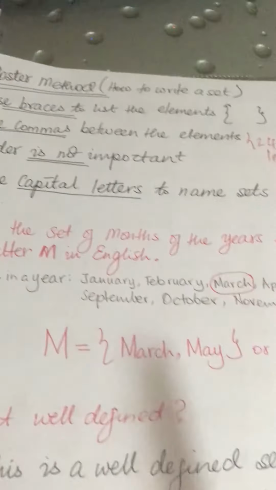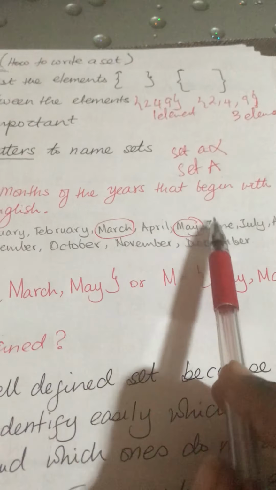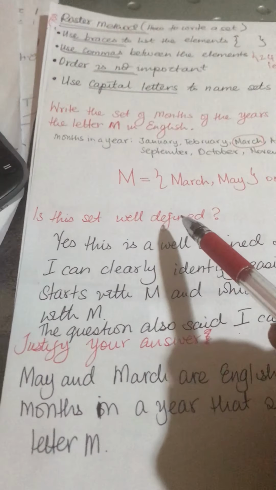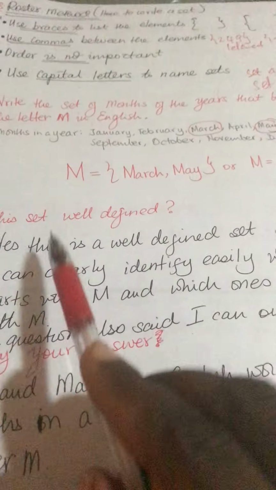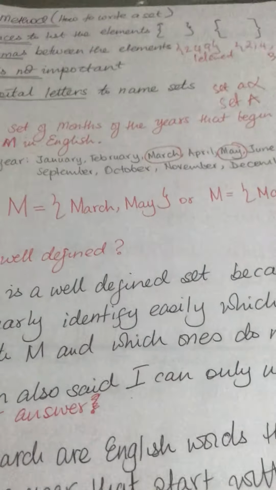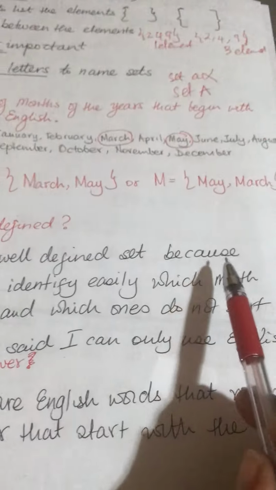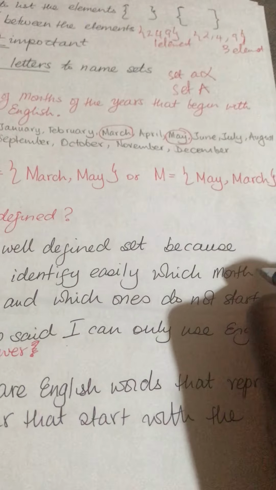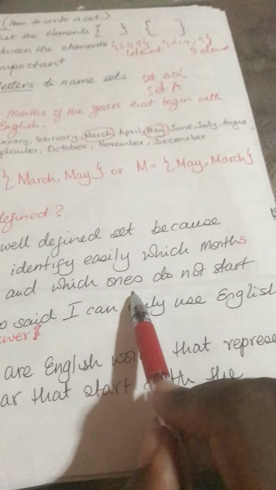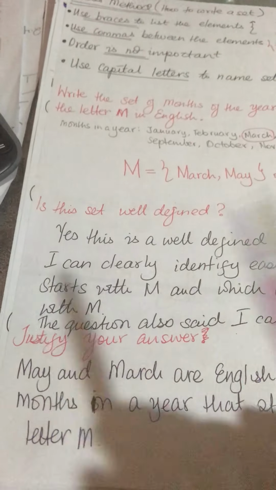It doesn't matter. Order is not important. I separated with my commas, because we have 2 elements. Okay. Now you want to know whether this set is well defined. Yes, this is a well-defined set because I can clearly identify easily which months start with M and which ones do not start with M.